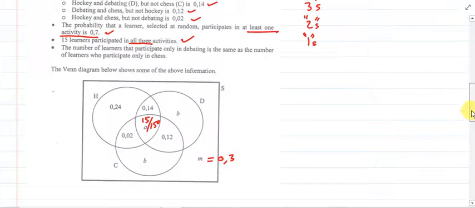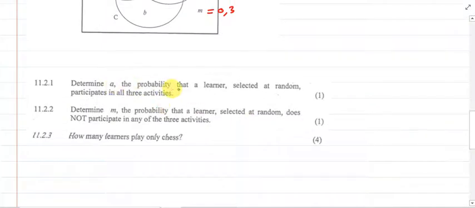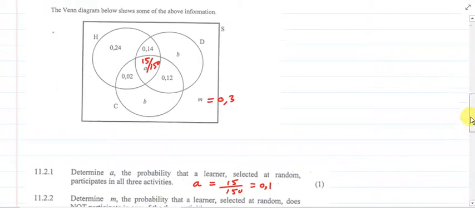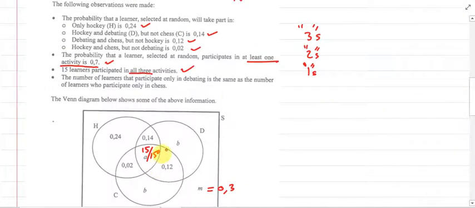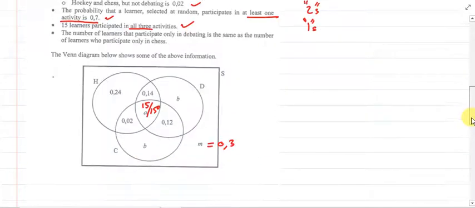So now we can answer our question because we understand the diagram. Determine A, the probability that a learner selected at random participates in all 3 activities. So the value of A is 15 out of 150, which is equal to 0.1. So problem sorted, the value of A is 0.1. Next one, determine M, the probability that a learner selected at random does not participate in any of the 3 activities. So therefore M is equal to 0.3. We got the 0.3 because these 3 circles added up together to 0.7.